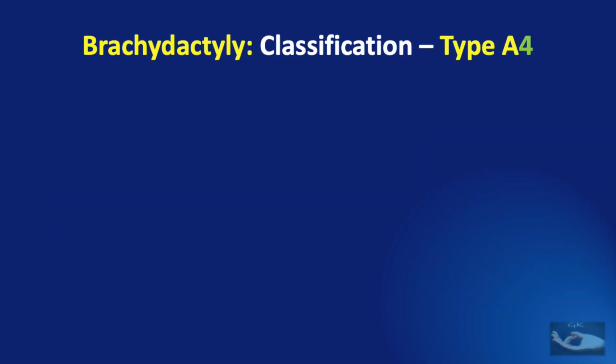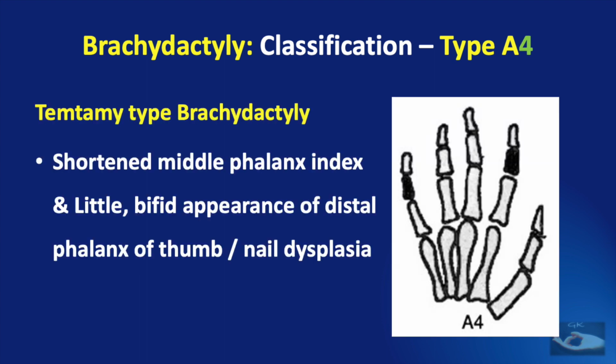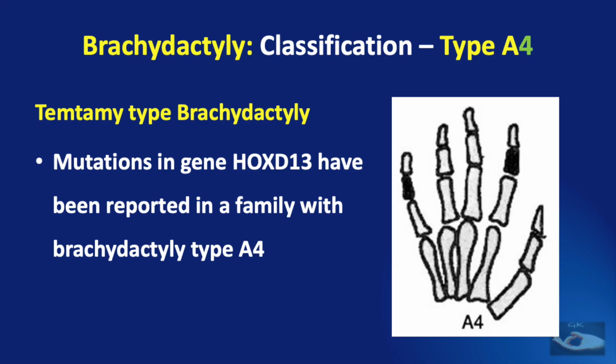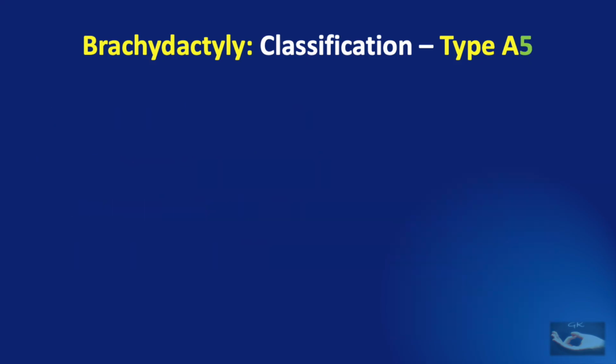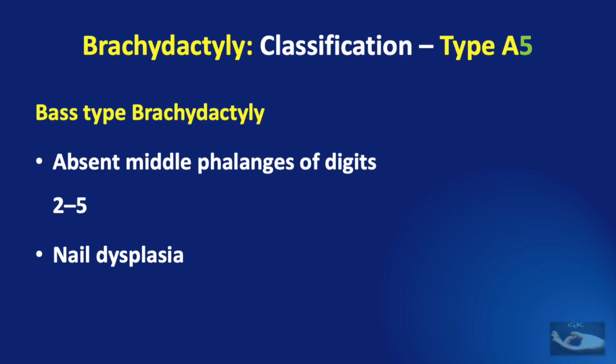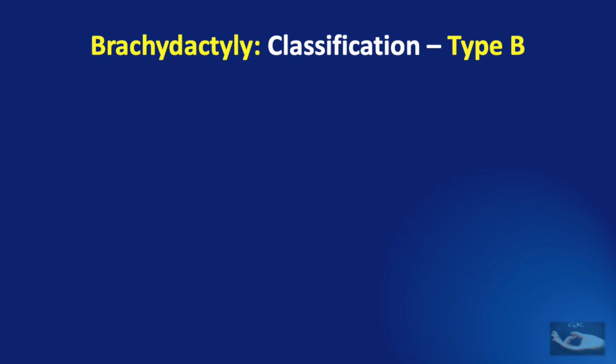Type A4 brachydactyly refers to Temtamy type brachydactyly, where there is a shortened middle phalanx of the index and little fingers with bifid appearance of distal phalanx of thumb, which is seen as nail dysplasia. In these patients, mutations in gene HOXD13 have been reported in affected family members. Type A5 brachydactyly is known as Bass type brachydactyly. Here there is absent middle phalanges of index to little fingers associated with nail dysplasias. We have seen type A brachydactyly.